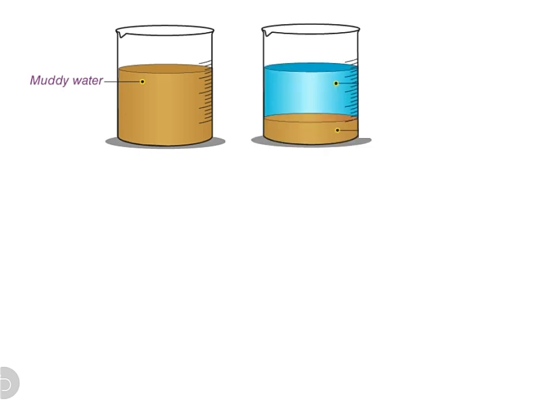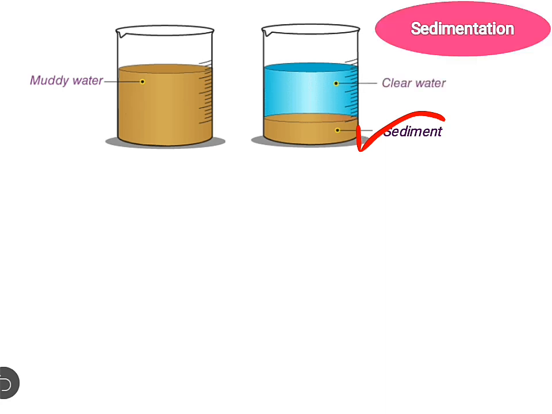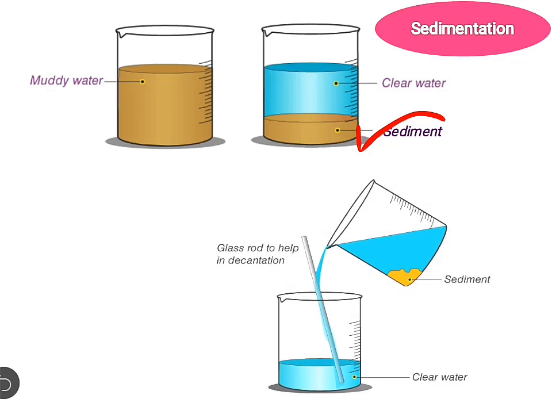You will see that after some time, the insoluble impurities settle down at the bottom of the container. This layer of impurities is called sediment. And you will also see clear water above the layer of impurities. So, this process is called sedimentation. Now, the clear water after sedimentation is slowly poured into a separate container without disturbing the settled impurities, and this process is called decantation.